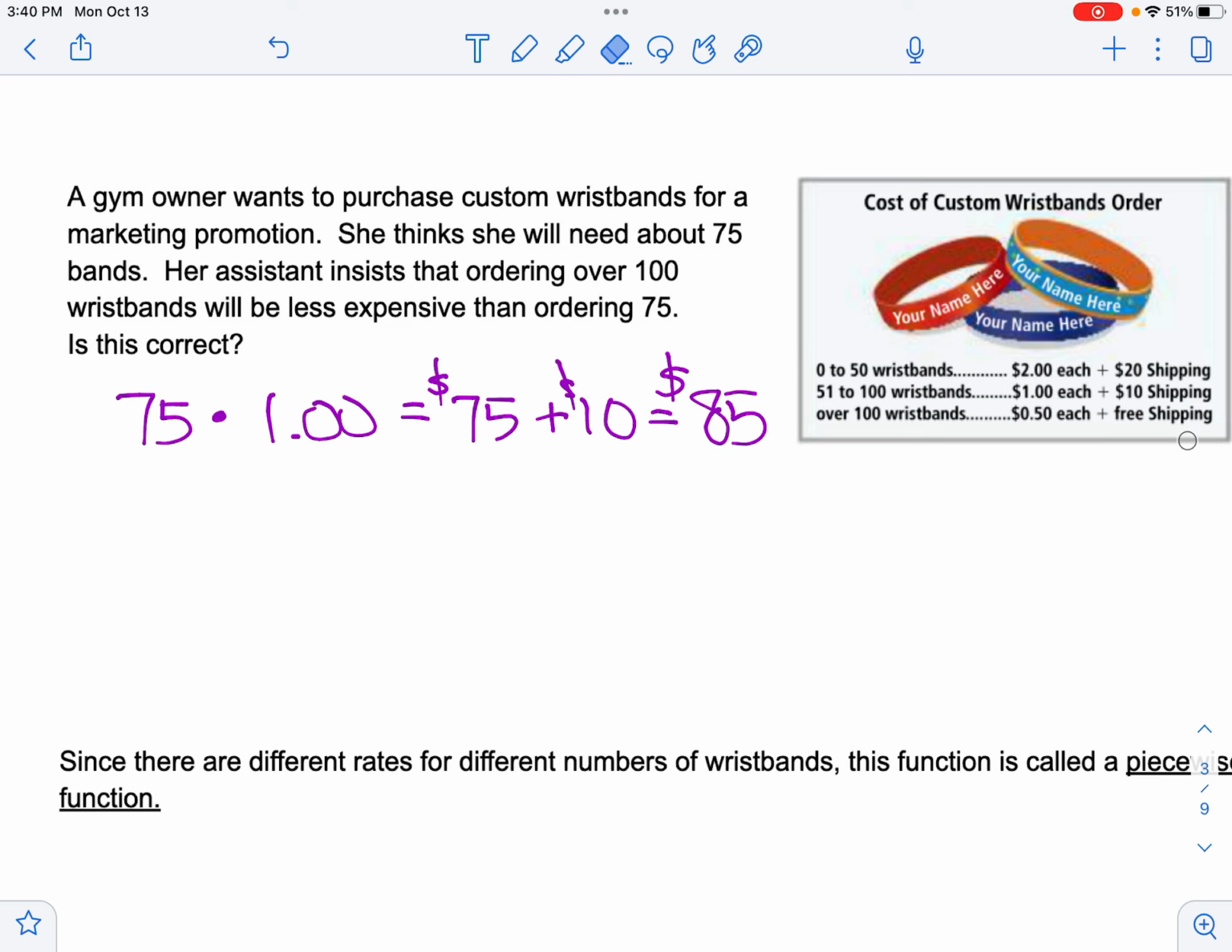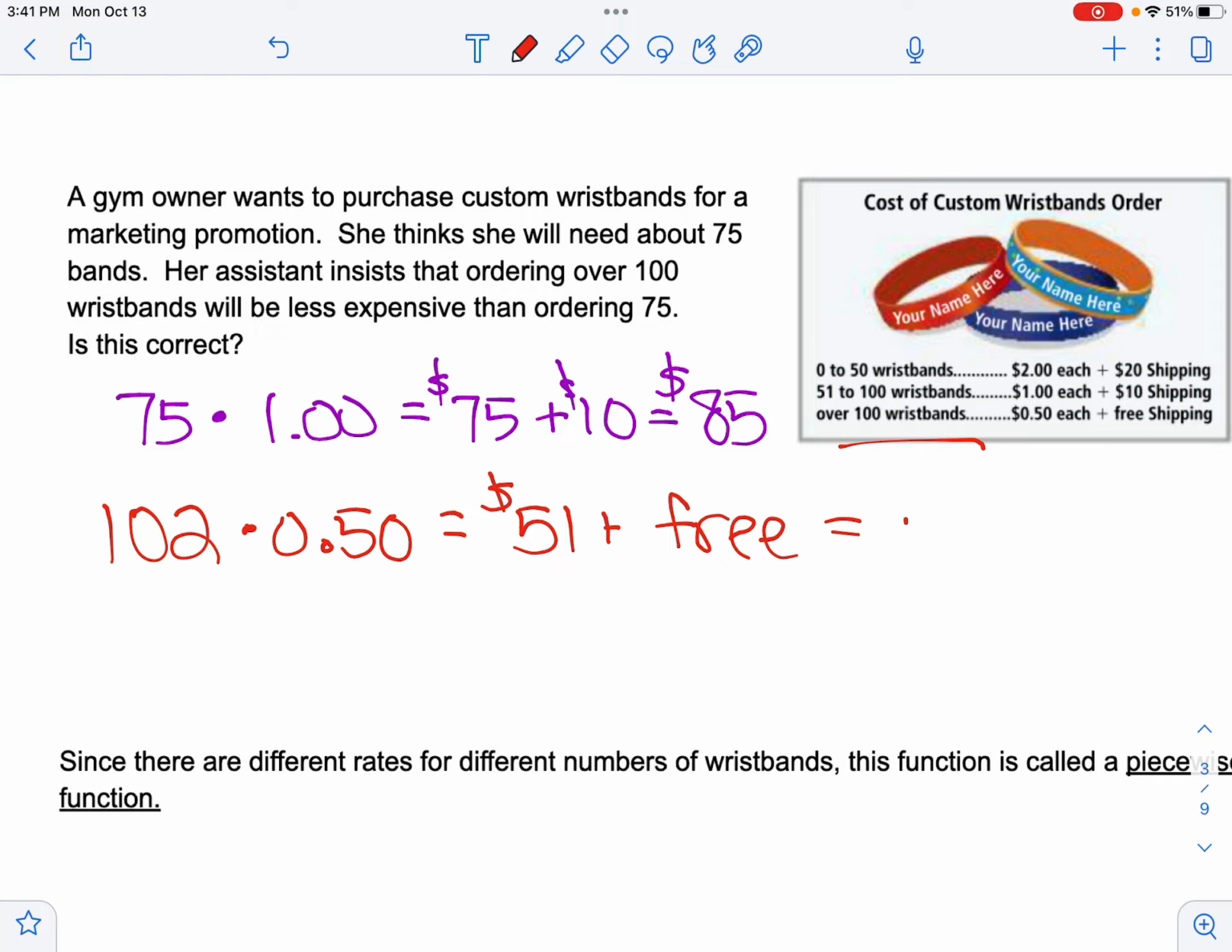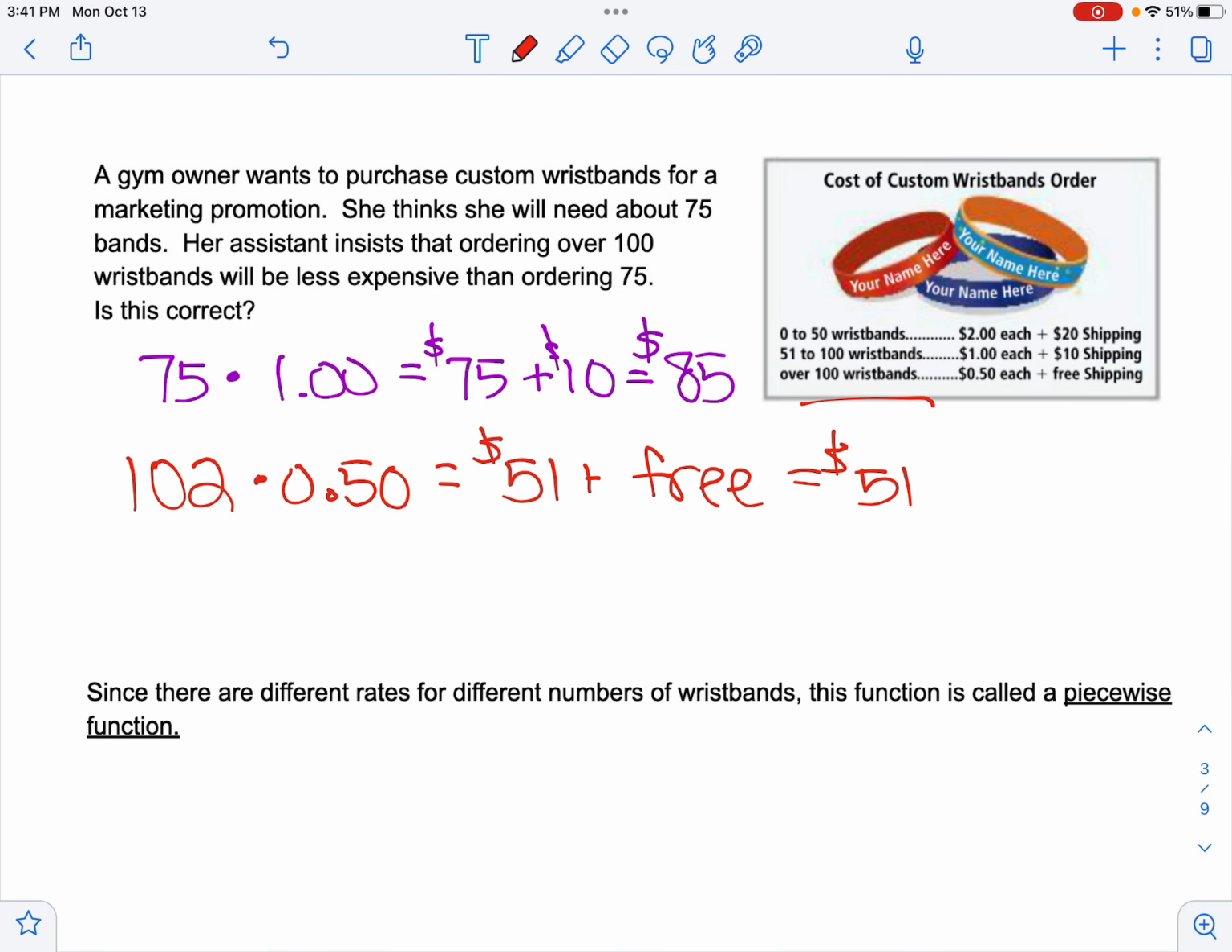Okay, so now what if we do the other one here? We try maybe a different number. We go more than 100. Let's just do like 102. We multiply according to this, it's 50 cents each for anything over 100. So times 0.50, then that would be $51. Plus my shipping is free, so I'm looking at just 51 bucks. So definitely her assistant is correct. It's going to be cheaper if you order over 100.